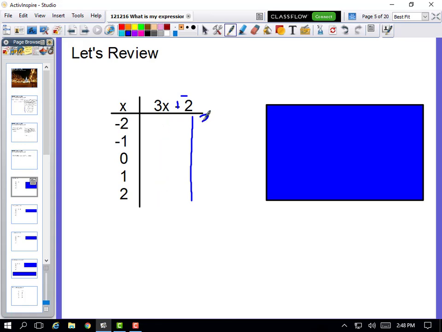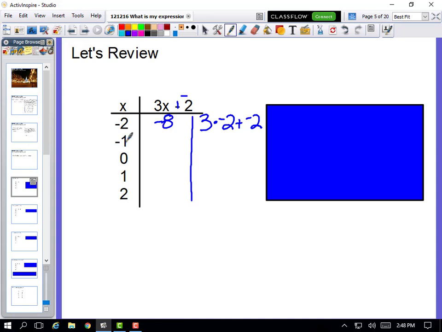So what this one says is 3 times negative 2 plus negative 2, because I take this negative 2 and replace the x with that negative 2. So now we do the math. 3 times negative 2 gives us negative 6. Negative 6 plus negative 2 gives us negative 8.